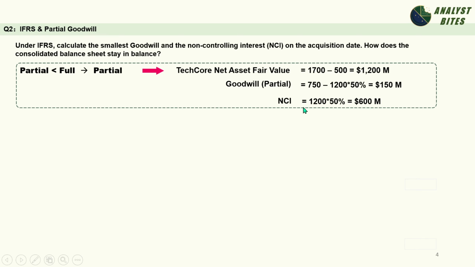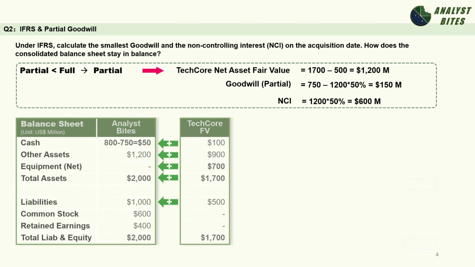For the NCI, it's very straightforward in this model. Since it doesn't share any of the goodwill, it simply takes its 50% of the net assets, which is also 600 million. But does the consolidated balance sheet still balance?